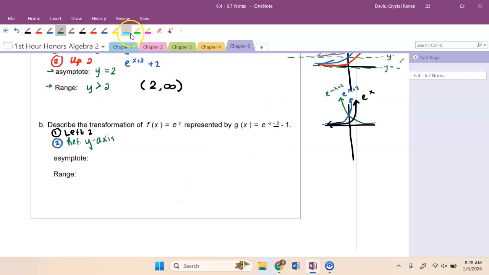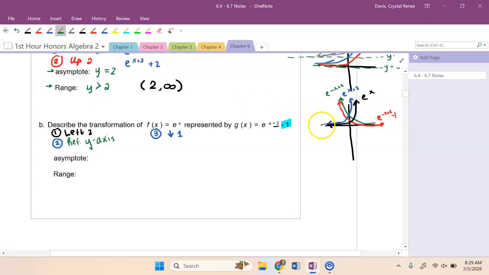Okay, now the only thing left to do is look for up and down, and we do have a minus 1 at the end. So that tells me, in terms of transformations, I'm also moving down 1 unit. Okay, so I can take this here and I can move it down 1, which will just bring me to this point. Okay, and so this red then would be e to the negative x plus 2 minus 1. Okay, now because I've sketched them all, to me that makes it a whole heck of a lot easier to find the asymptote and the range.